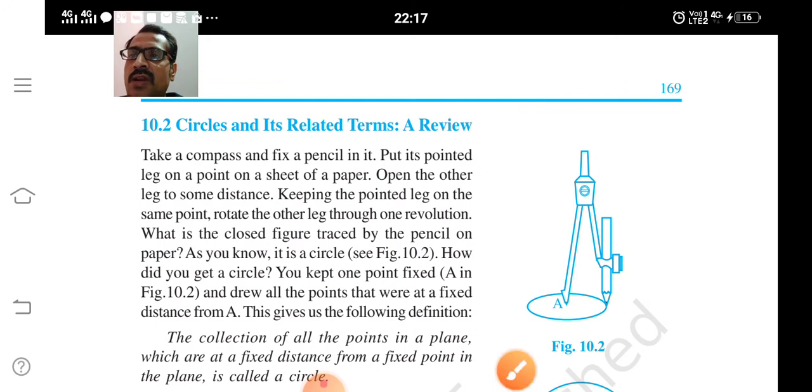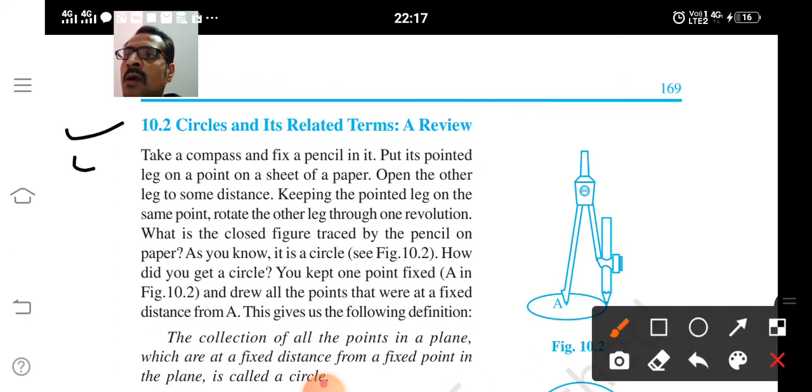Circle and terms related to the circle. Take a compass and fix a pencil in it. Put its pointed leg on a point on a sheet of paper. Open the other leg to some distance. Keep the pointed leg on the same point. Rotate the other leg through one rotation or revolution. What is the closed figure traced by the pencil on paper? As you know, it is a circle.